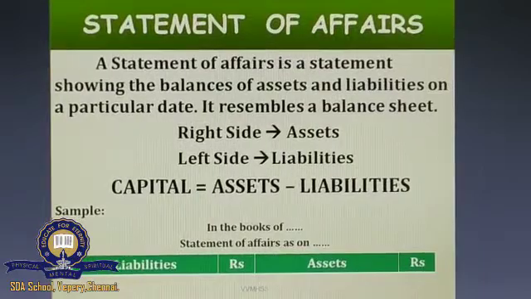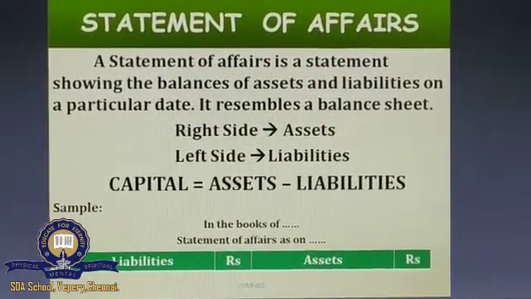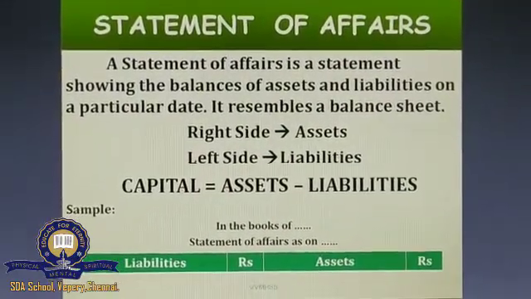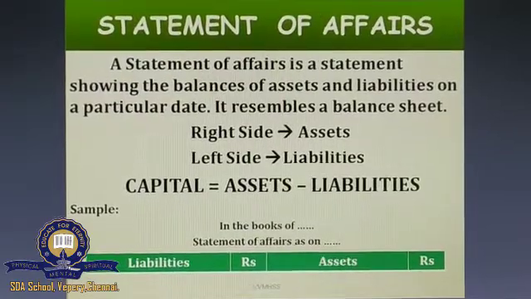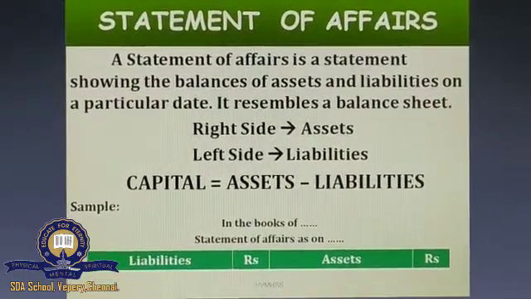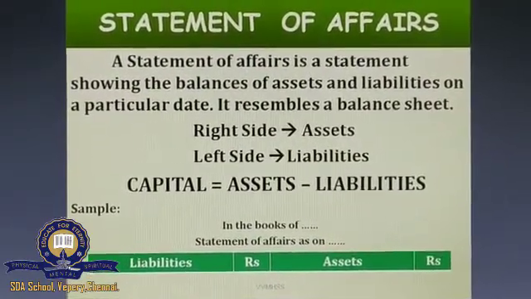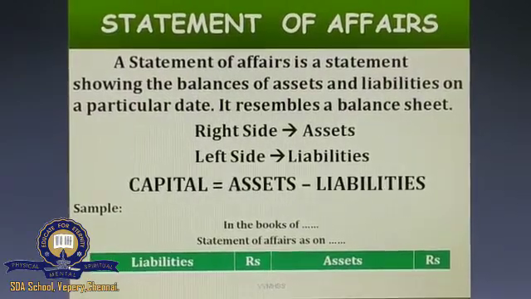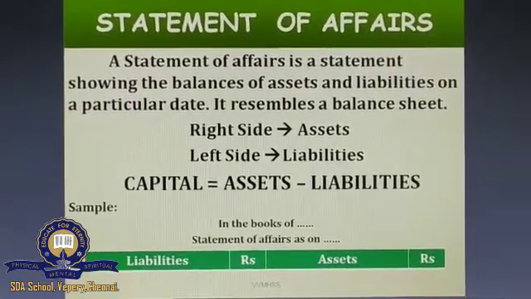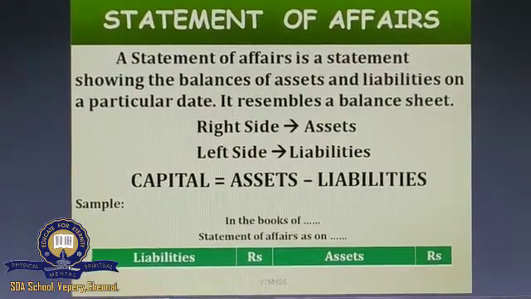So in the net worth method, we have two methods. One is the statement of profit or loss, the second one is the statement of affairs. So these two kinds of accounts they will maintain. We have already seen the profit or loss. Now we are going to see the statement of affairs.